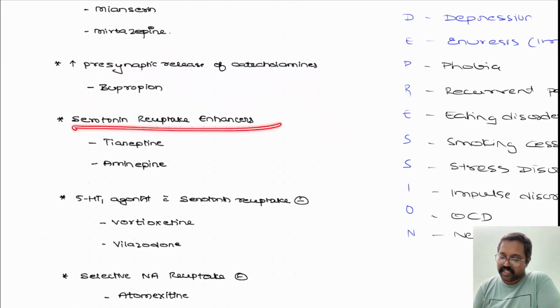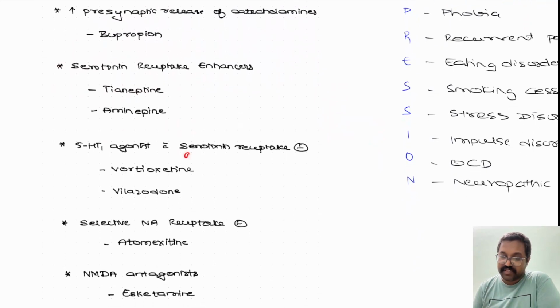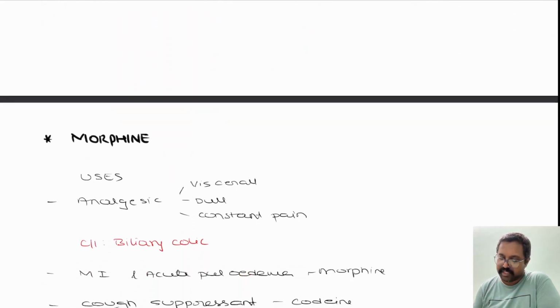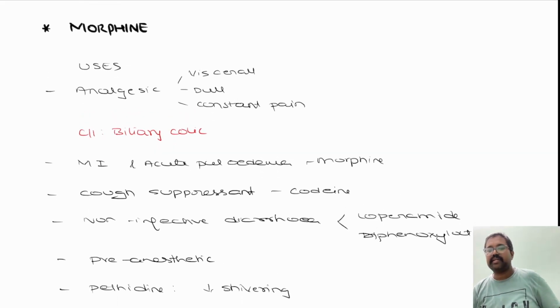We have serotonin reuptake enhancers, that is tianeptine and amineptine. 5-HT1 agonist with serotonin reuptake inhibitor, we have vortioxetine and vilazodone. We have a selective noradrenaline reuptake inhibitor, that is atomoxetine. We have an NMDA antagonist, that is esketamine. So now, next coming to morphine.